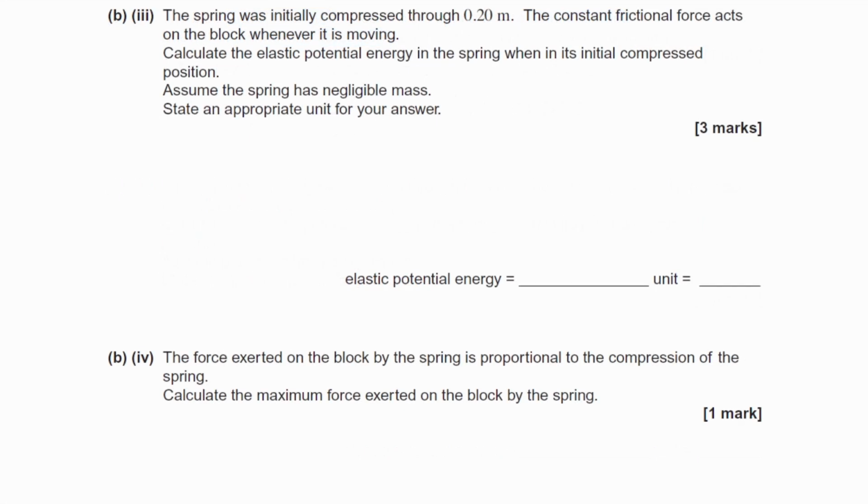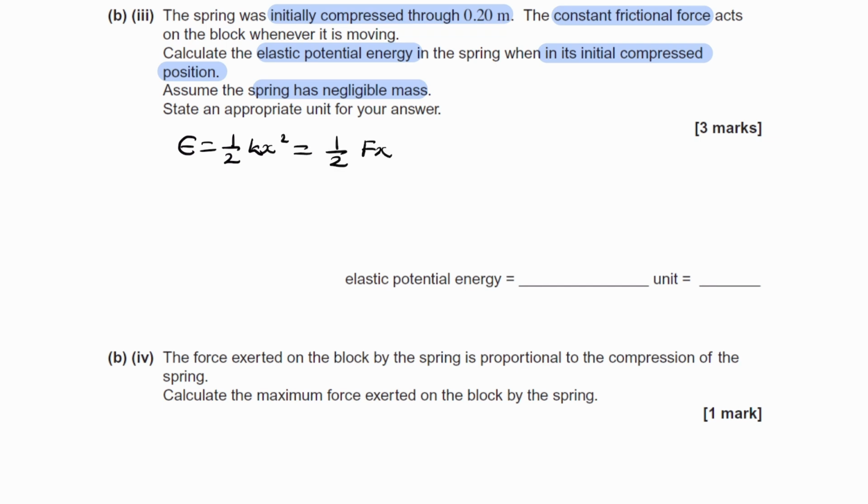The spring was initially compressed through 0.2 meters. The constant frictional force acts on the block whenever it is moving. Calculate the elastic potential energy in the spring when in its initial compressed position. Assume that the spring has negligible mass. State an appropriate unit. Okay, so we want to work out elastic potential energy. There are two equations for this. E is equal to a half kx squared and a half Fx.